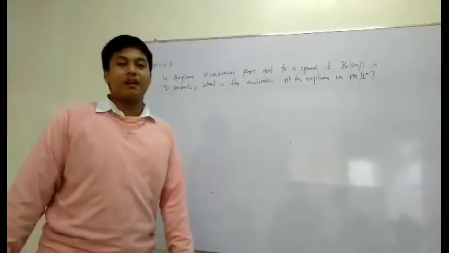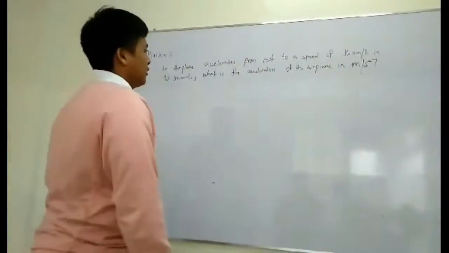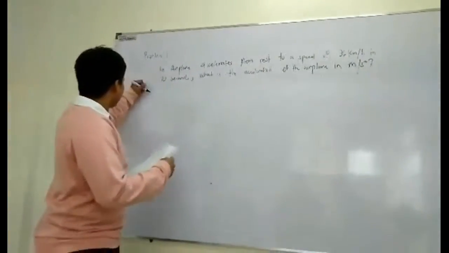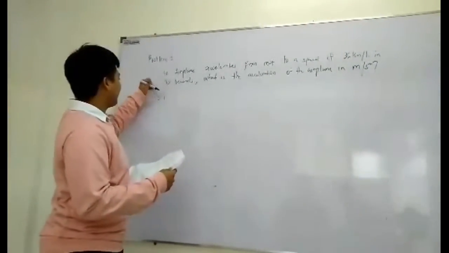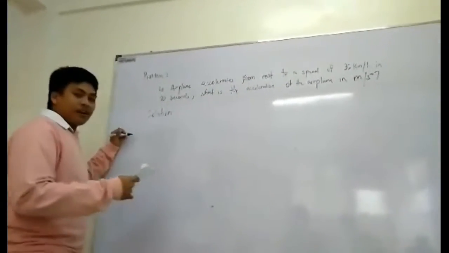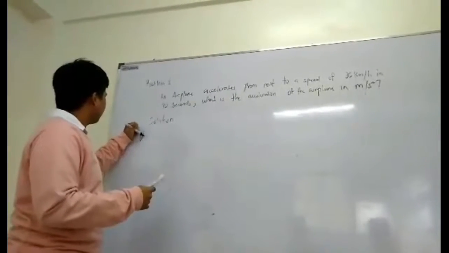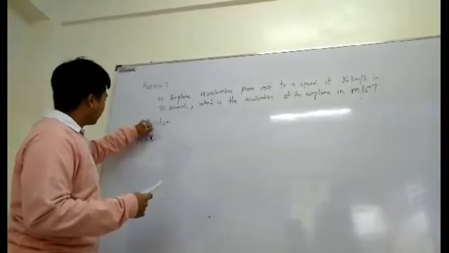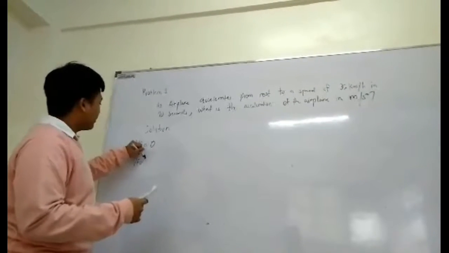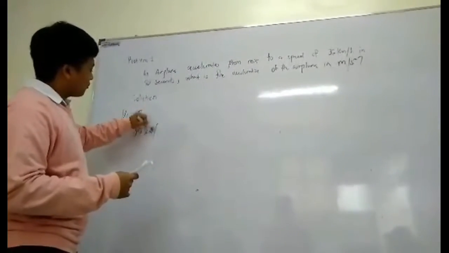of 36 kilometers per hour in 20 seconds. What is the acceleration of the airplane in meters per second squared? Here is the solution. The initial velocity is 0. The final velocity is 36 kilometers per hour.